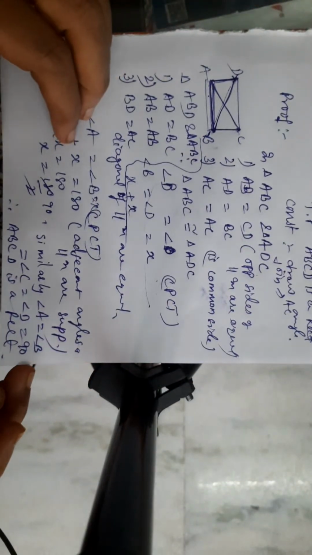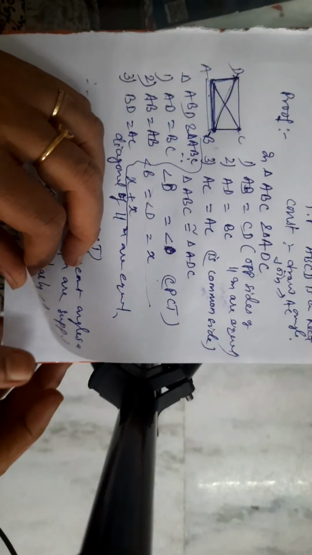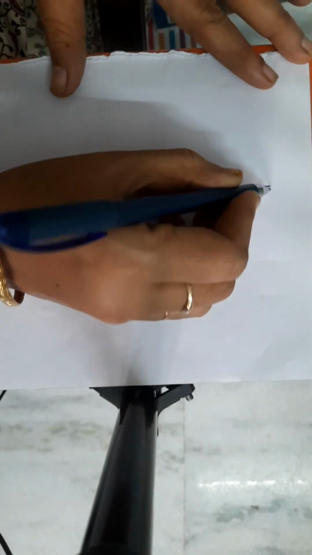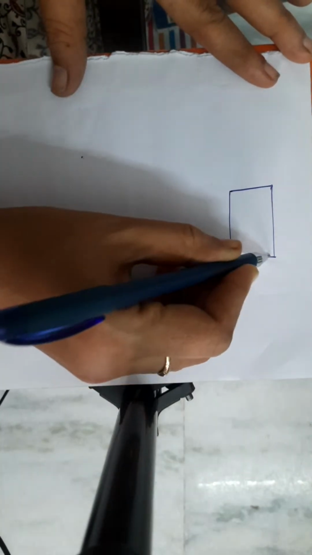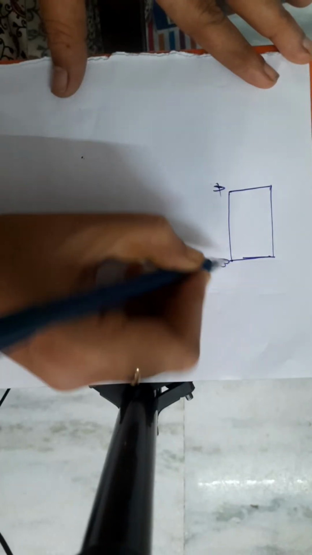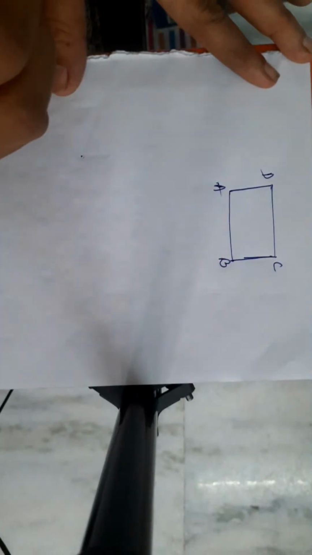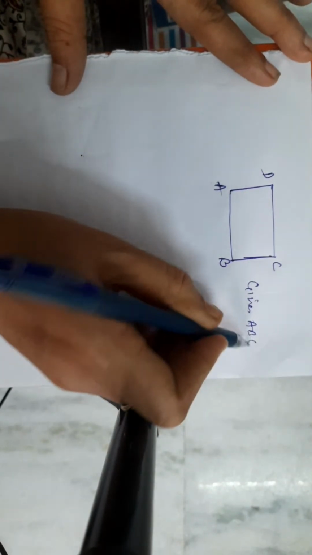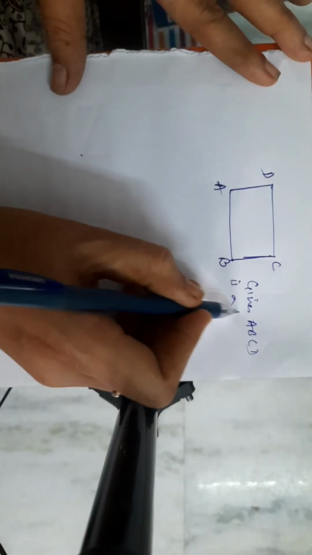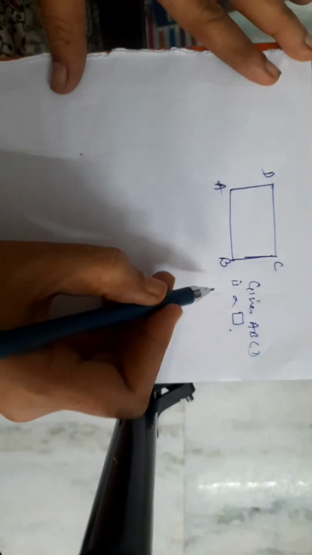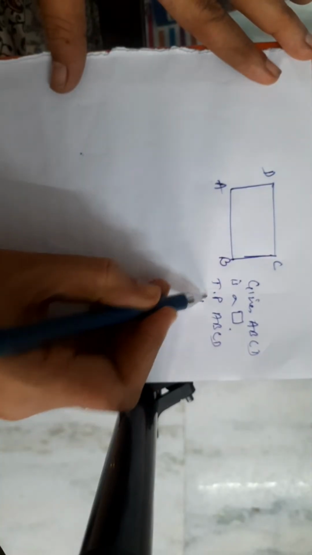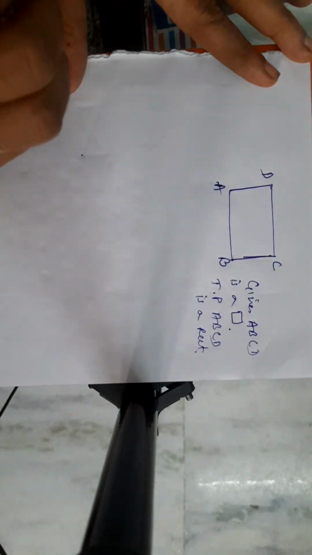Repeating once again, so those who joined now can see this. Let's repeat it once more. Here ABCD was a given quadrilateral. So ABCD is a parallelogram, it was given. We need to show ABCD is a rectangle. So given: ABCD is a quadrilateral. This is the symbol of a quadrilateral. To prove: ABCD is a rectangle, this we need to prove.